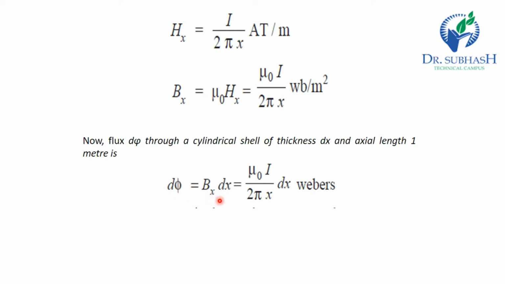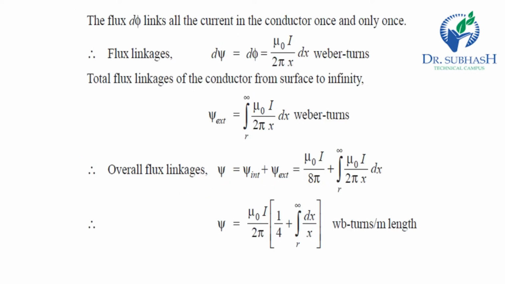So dφ is equal to Bx into dx. Putting the value of the flux density, we have the equation μ0 I by 2πx into dx. Now flux dφ links with all the current in the conductor once and only once, so the flux linkage dψ is equal to dφ, which is μ0 I by 2πx into dx Weber turns.